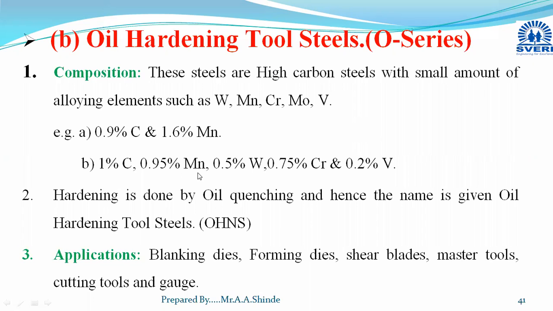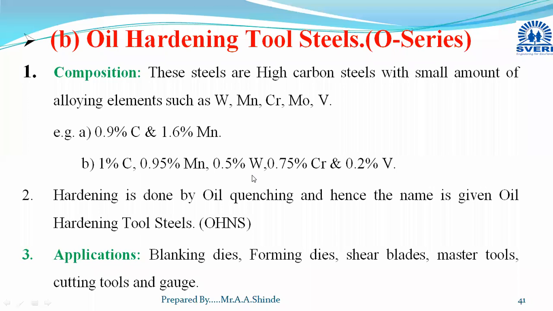Then the second example I have added. If possible, you can write these examples, or this much is also sufficient. That is high carbon steel with a small amount of alloying elements like tungsten, manganese, chromium, and their percentage is less than 5%. Second example is 1.1% carbon, 0.95% manganese, 0.5% tungsten, 0.75% chromium, and 0.2% vanadium.